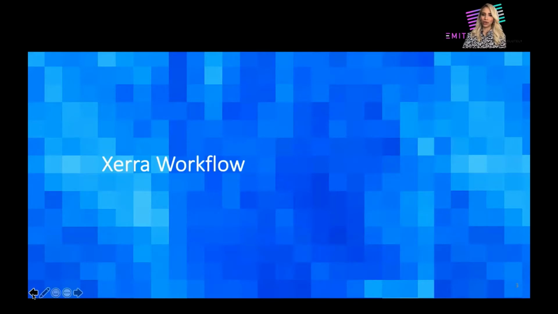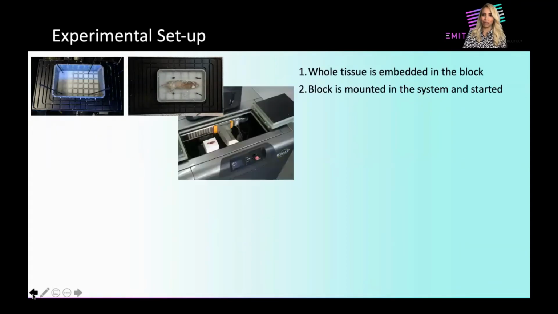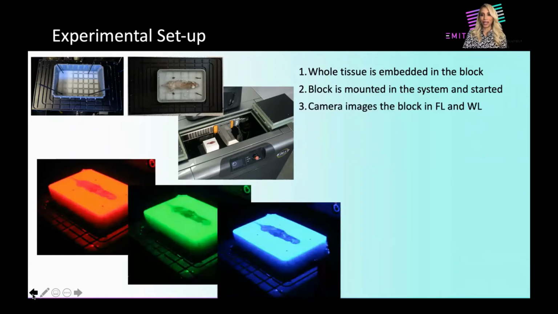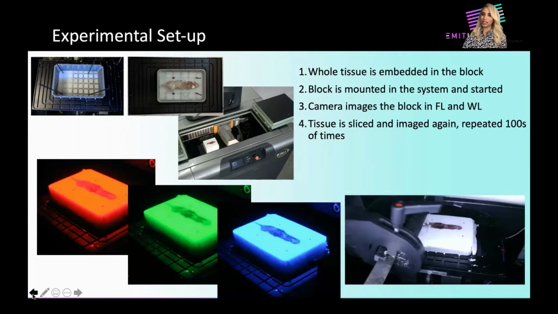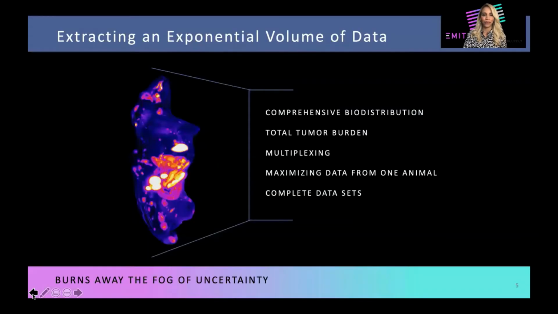So how does Xerra integrate into your workflow? Xerra does so in 5 easy steps. First, a whole tissue is embedded into a block of OCT. The block is then mounted into the system and imaging is started. A camera images the block in fluorescence and white light, and the tissue is then sliced and imaged again, and this process is repeated hundreds of times. Lastly, the image stack is error corrected and reconstructed into a 3D model and analyzed.